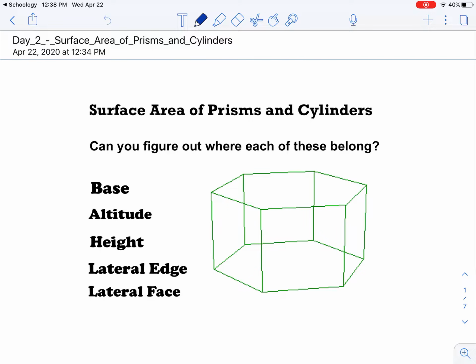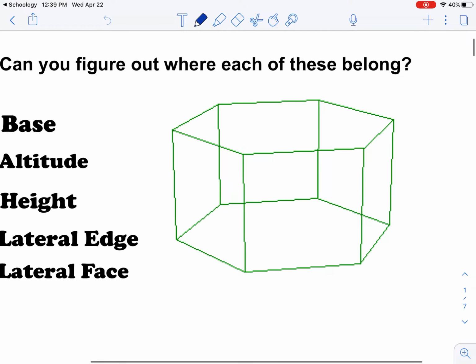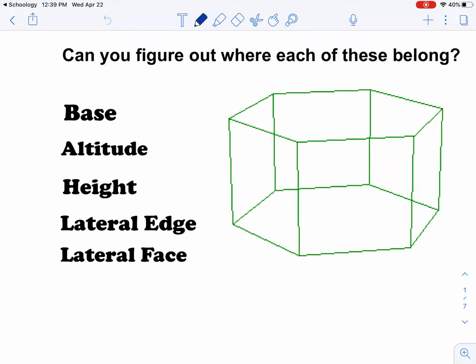It's so much easier for me to show you what's what in class, like on an actual solid, but this is what notes looked like last year too, and most people got it, so we should be fine.